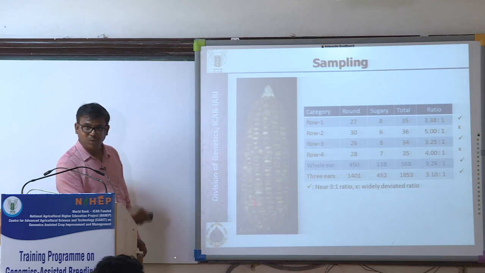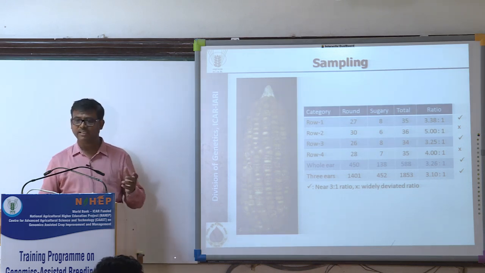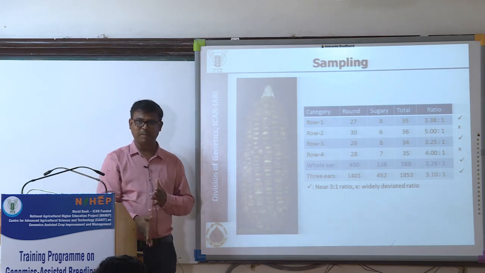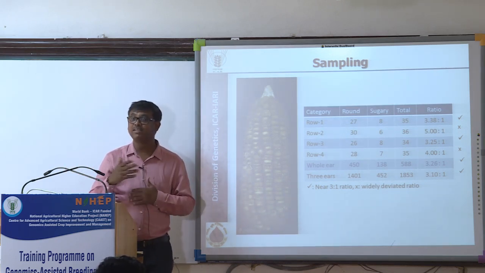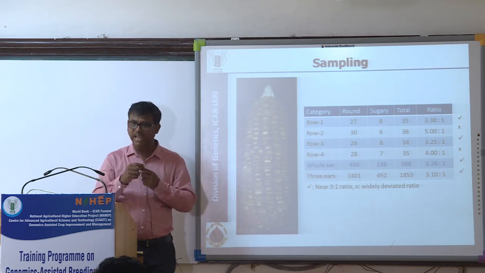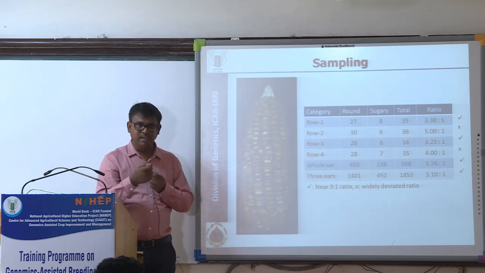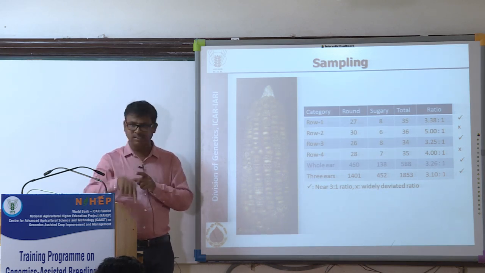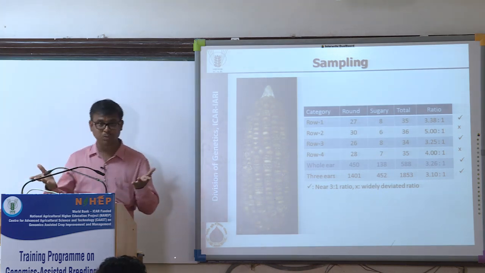So, none of the rows, it is like a barcoding. Every row has a different pattern of trait expressions. Why? Because of the randomness in meiosis. Which egg will fertilize with what pollen is a random event. So, the moment it is random, your probability of getting the same pattern is highly reduced, isn't it?